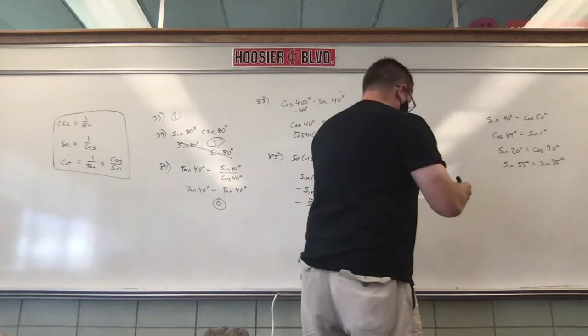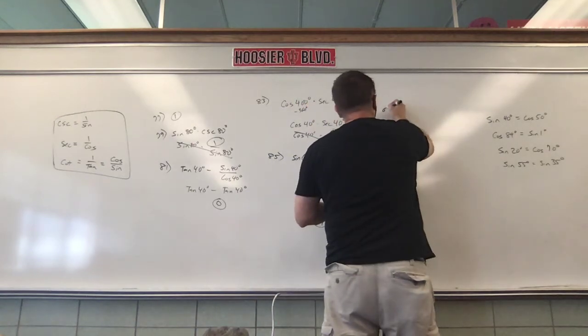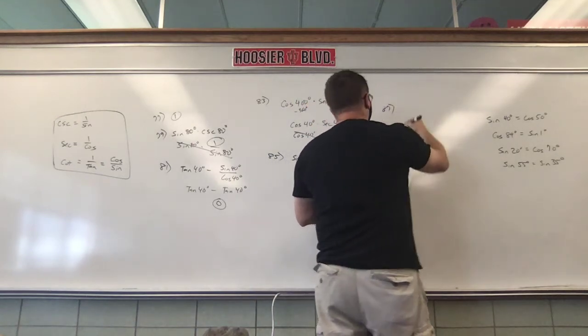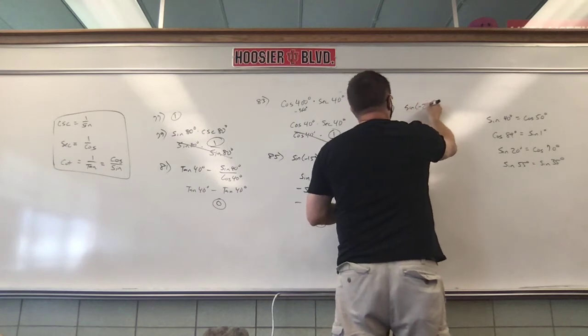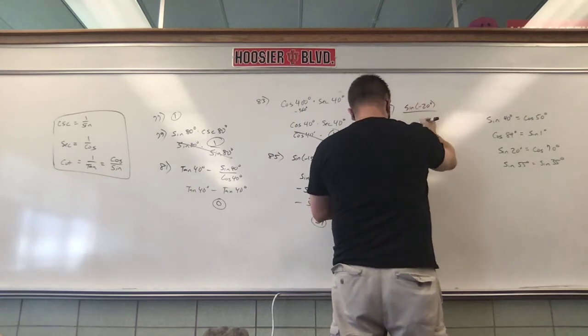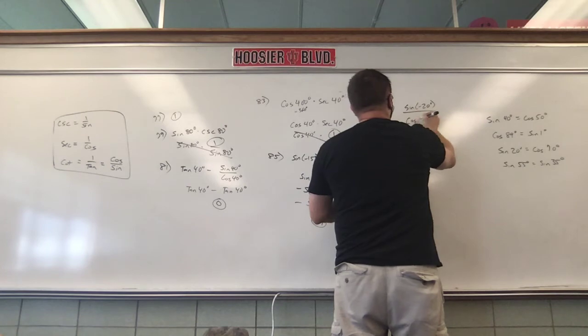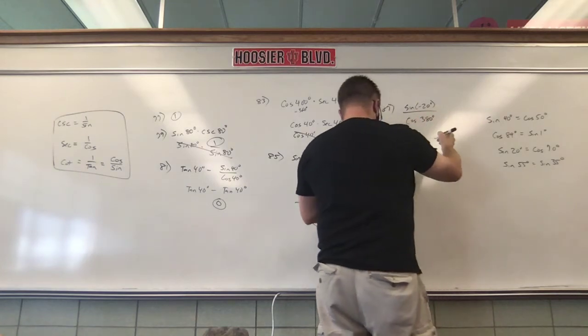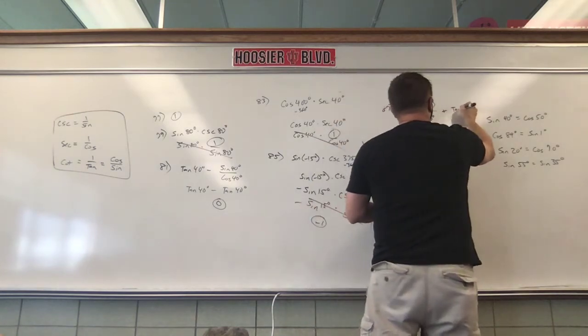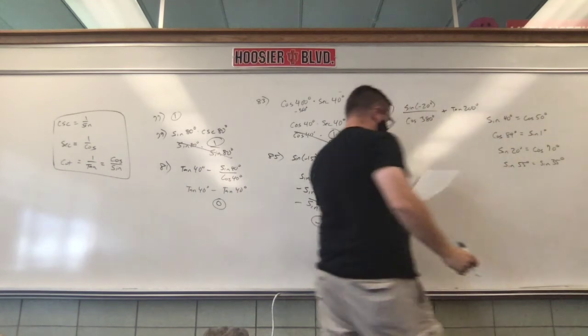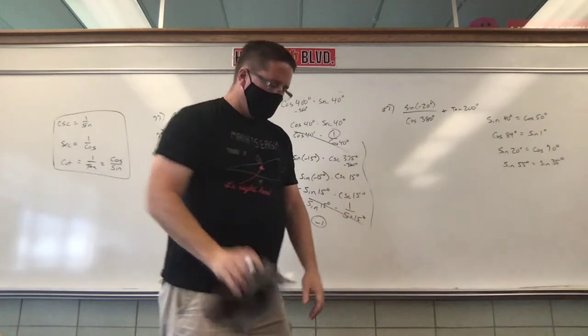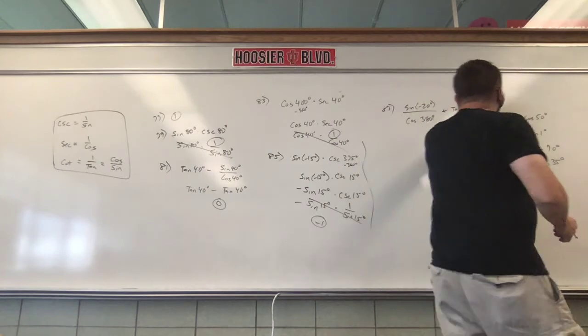Okay, let's try number 87. Last one. Sine of negative 20 degrees over the cosine of 380 degrees plus the tangent of 200. So we got 3 different angles and 3 different trig functions.